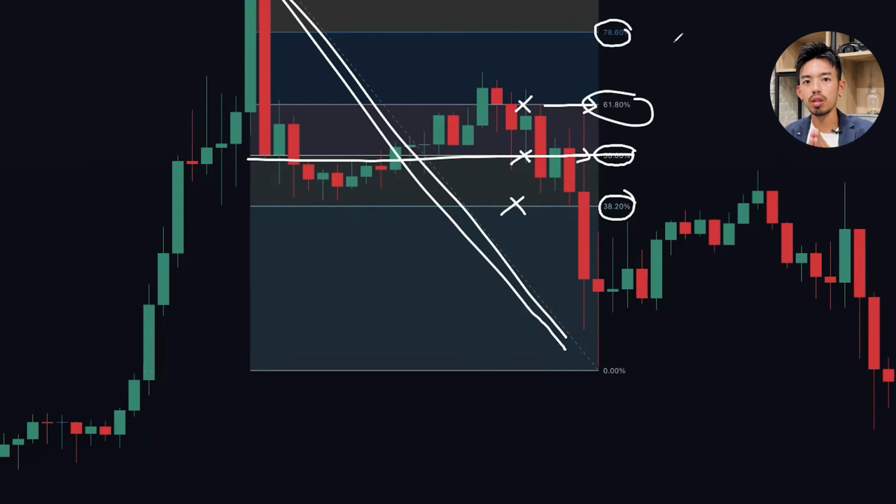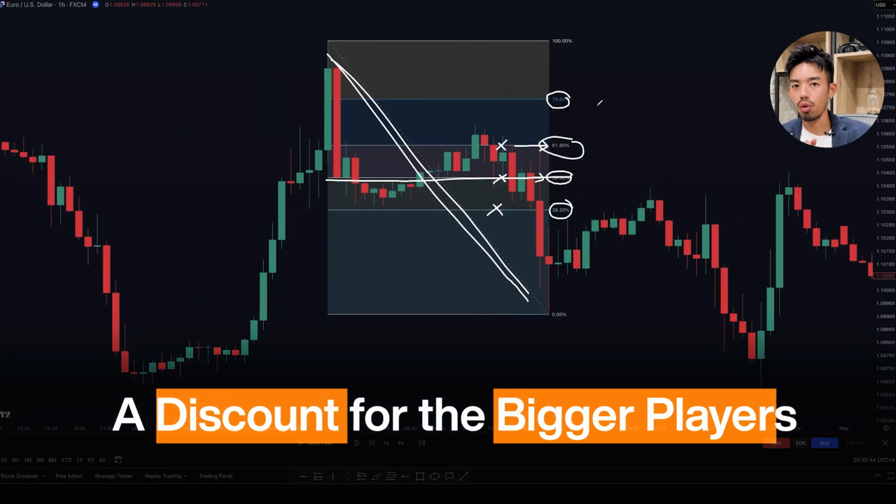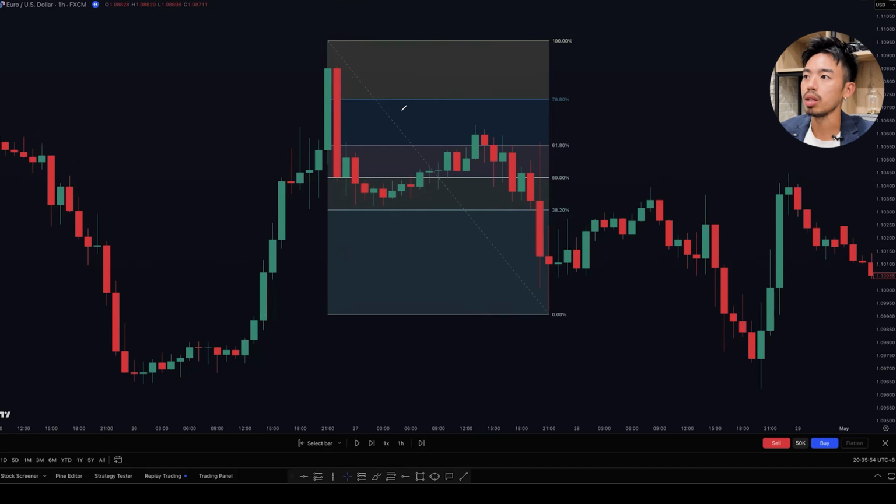Now, if you're familiar with our concept of pullback trading, this essentially just means a discount for the bigger players to get in on the next move. But let's get back to the classical way of using Fibonacci, which would be to start from the top, take the Fibonacci and drag it all the way towards the bottom, and then just see if the Fibonacci sequence lines up with an SNR. Now, in this case, it does line up with this SNR, and then here we can see a move down.